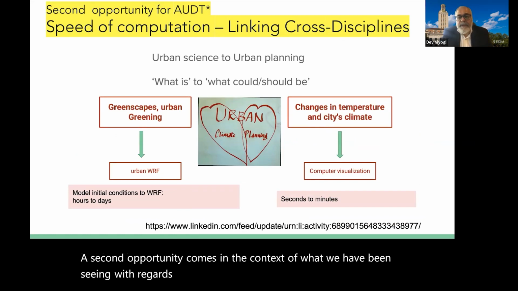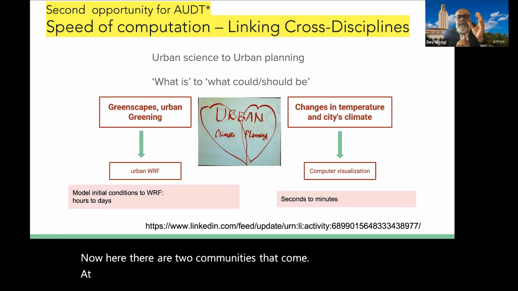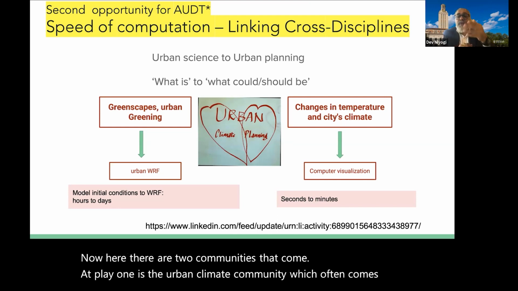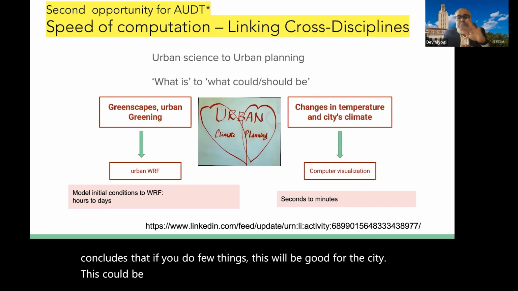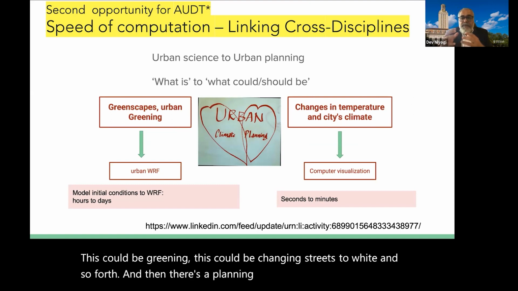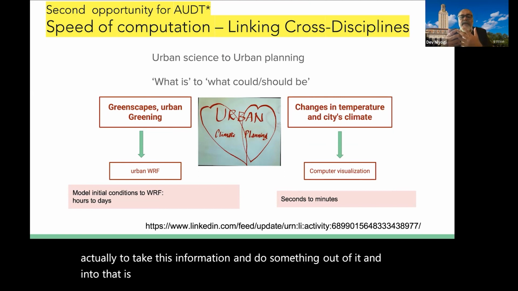A second opportunity comes in the context of what we have been seeing with regards to the speed of computing. Here, there are 2 communities at play. One is the urban climate community, which often concludes that if you do a few things, this will be good for the city. This could be greening, this could be changing streets to white and so forth. And then there's a planning community, which would actually like to take this information and do something out of it. And into that is a need where we create this if-then kind of scenario.